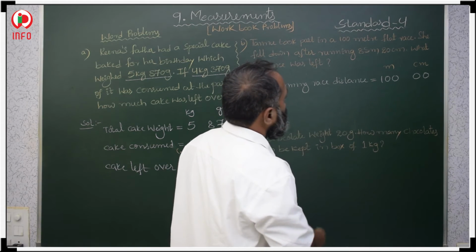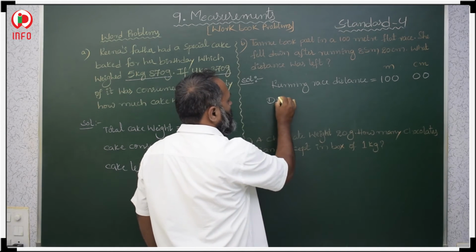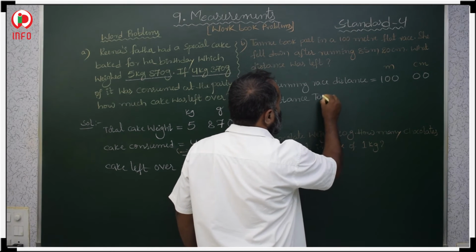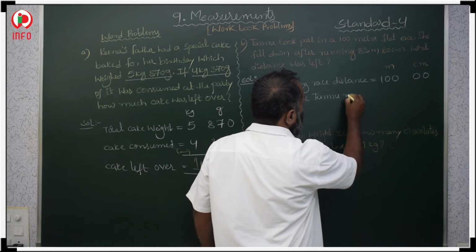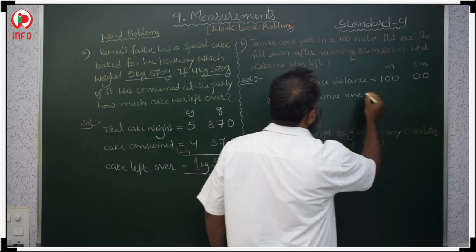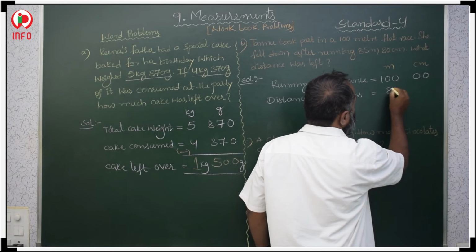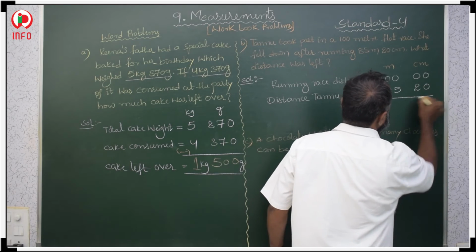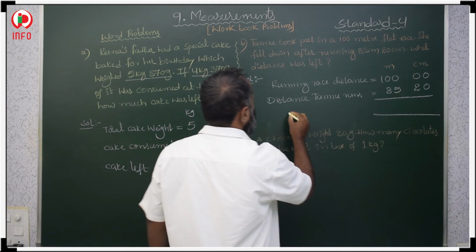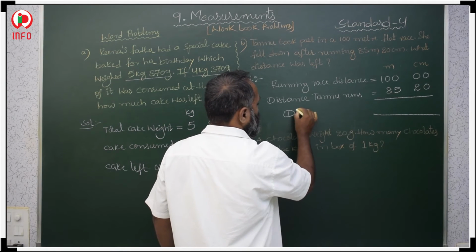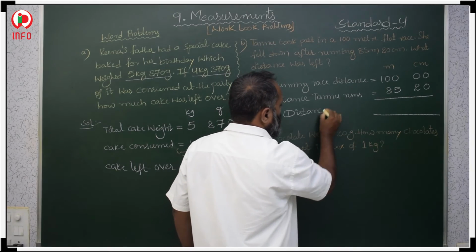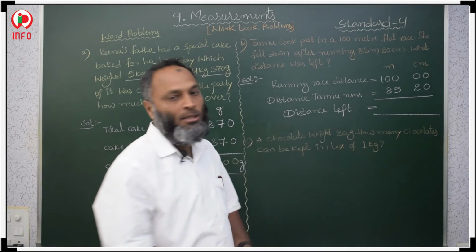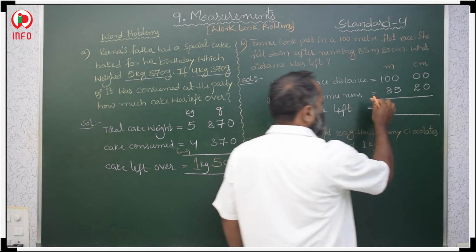Then the distance Tanu runs. How much distance did she run? 85 meters 20 centimeters. Distance left. Distance left means subtract, minus.